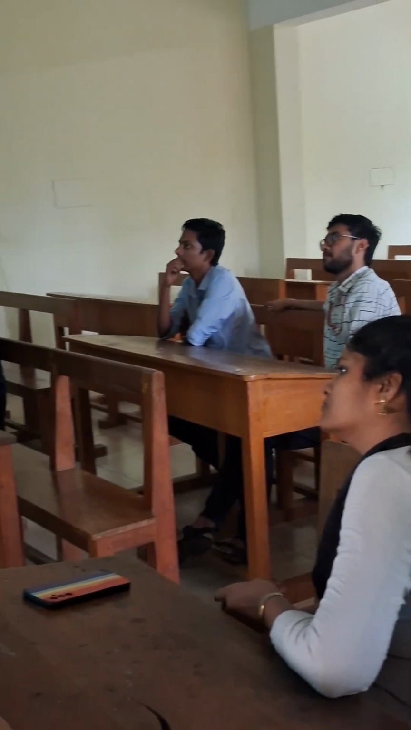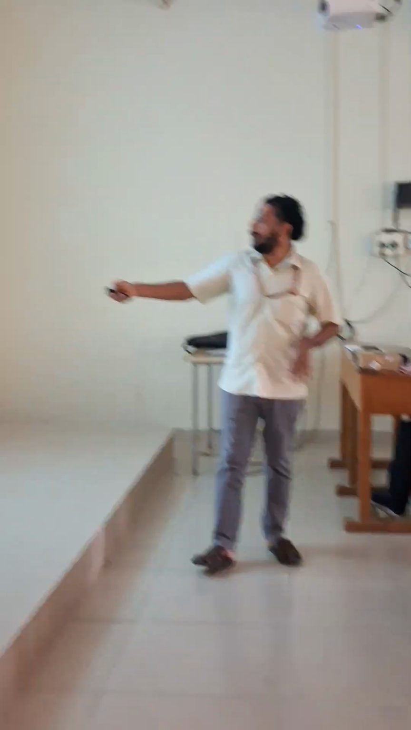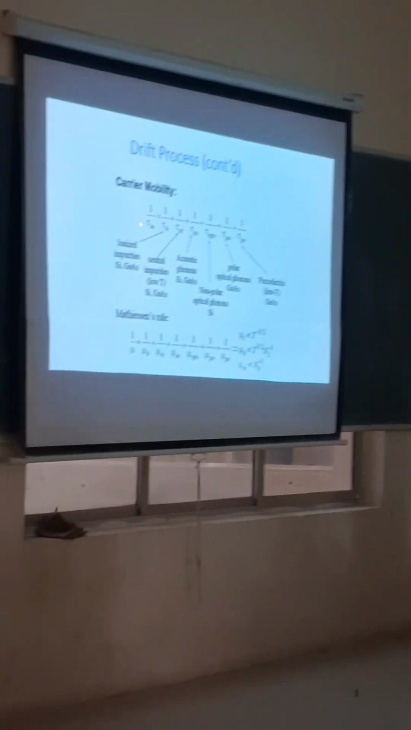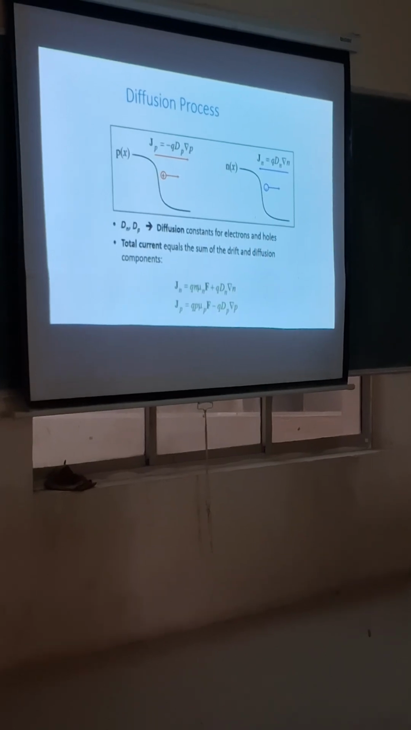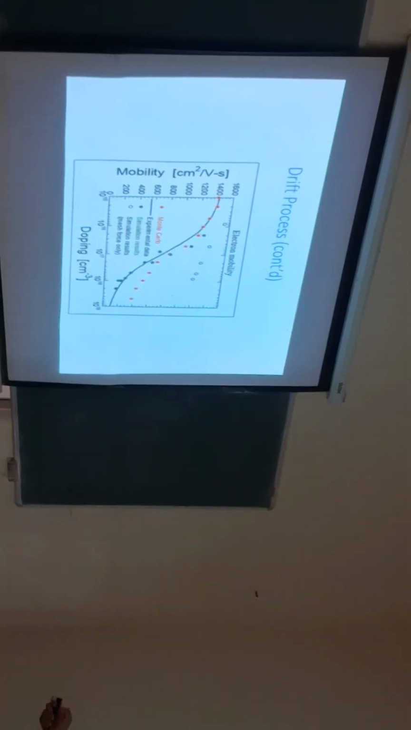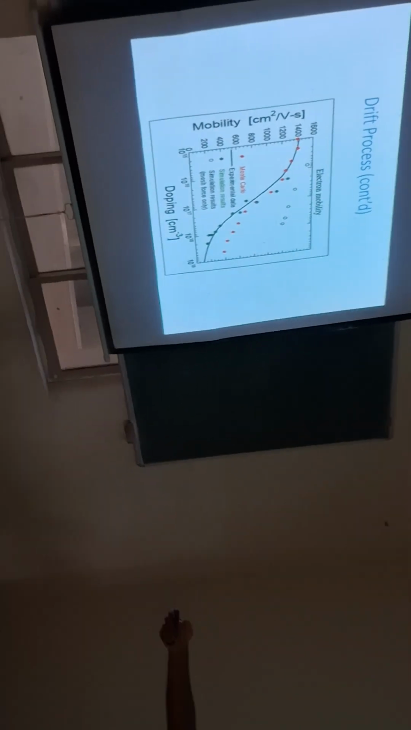mobility. Various factors affect mobility. Generally, Matthiessen's rule is what we use to calculate the effective mobility in the device. These are all the factors: ionized impurity, neutral impurity, acoustic phonon, non-polar, polar, piezoelectric, all those kinds of things. Using Matthiessen's rule, we calculate what the effective mobility is. So this is what the mobility versus doping concentration looks like for different kinds of simulations. As we increase the doping, the mobility is supposed to decrease.